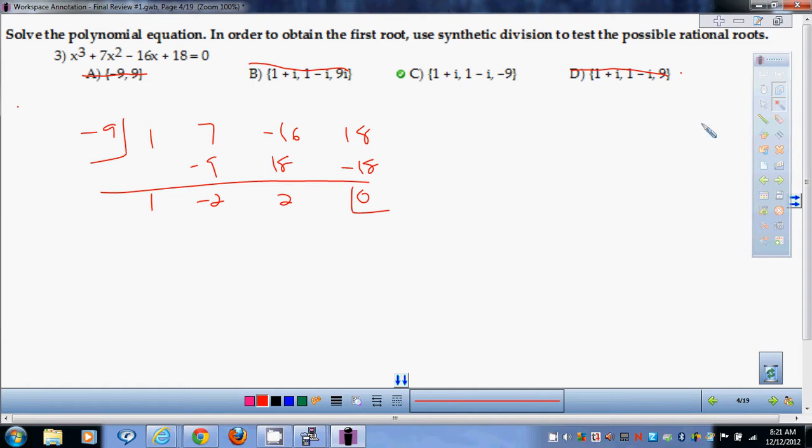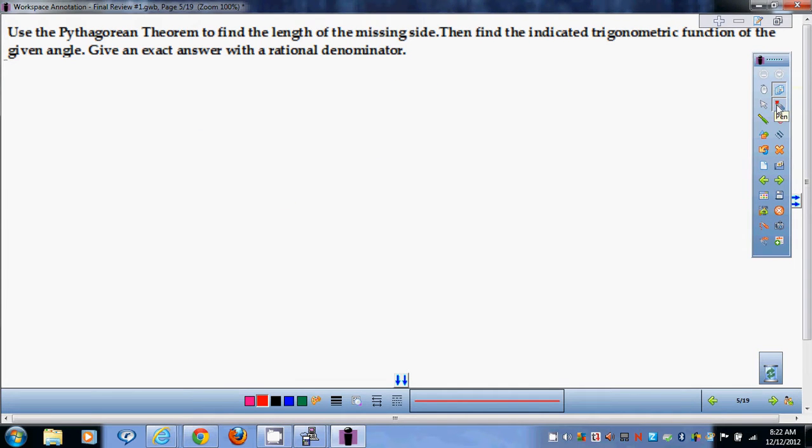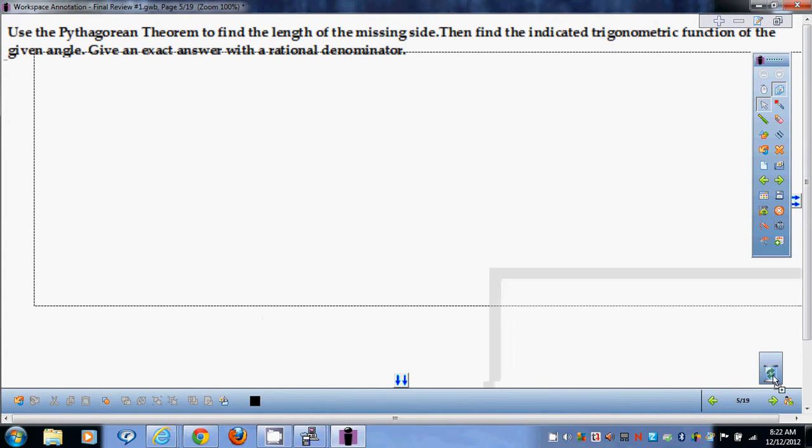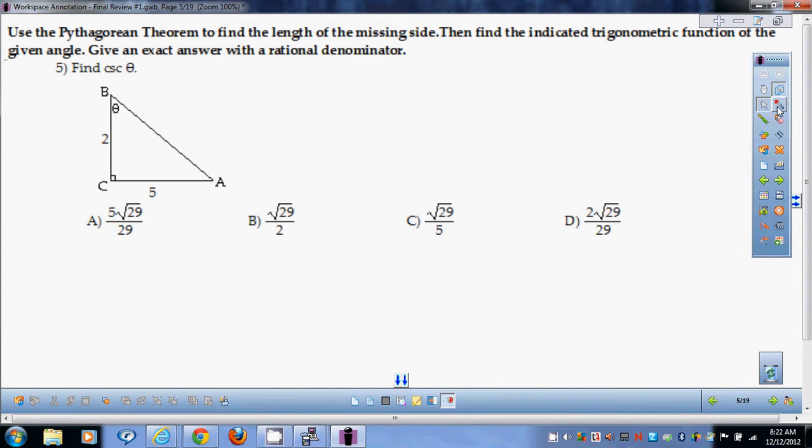Okay. I didn't plan it like this, but today is our longest review, which is good because it's the only day I'm going to have all of you, probably. Use the Pythagorean theorem to find the length of the missing sides and find the indicated trig function of the given angle. Give an exact answer with a rational denominator. What is this going to look like? It's going to be a triangle. What was the key thing? Pythagorean theorem or missing side, you're right. It's a triangle.